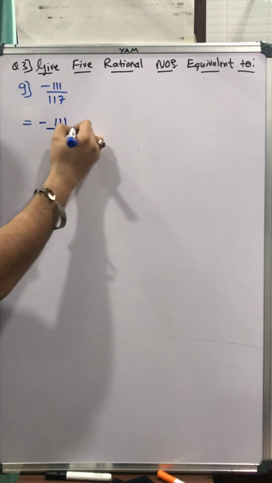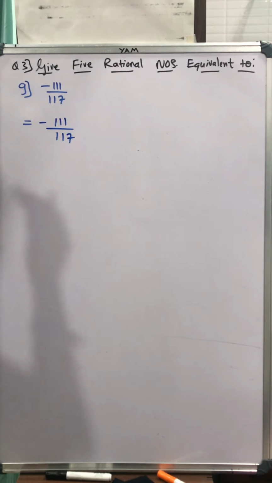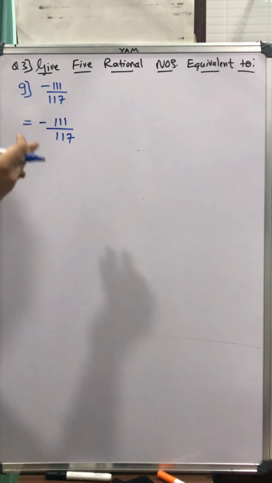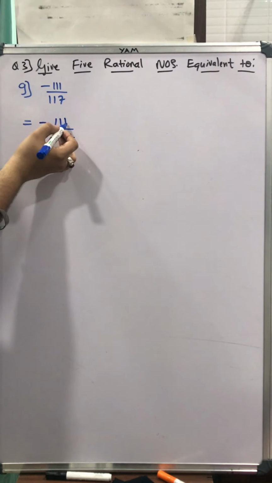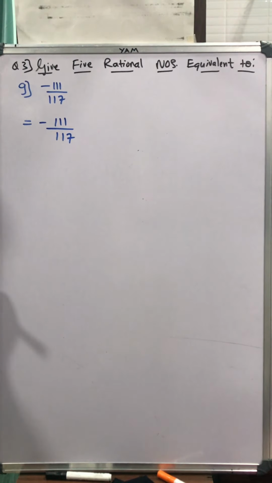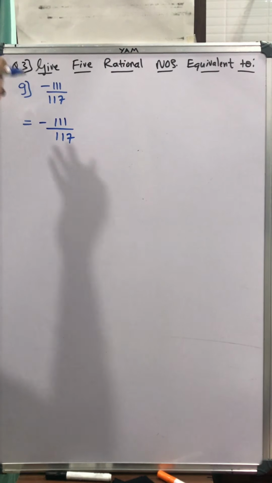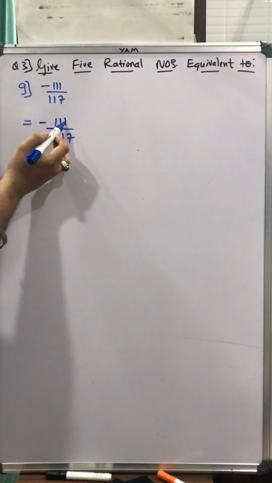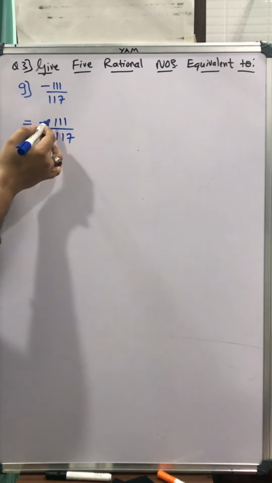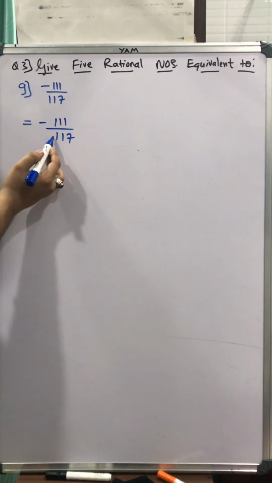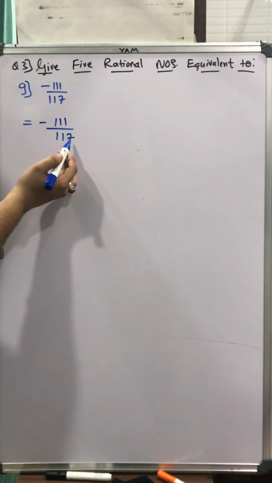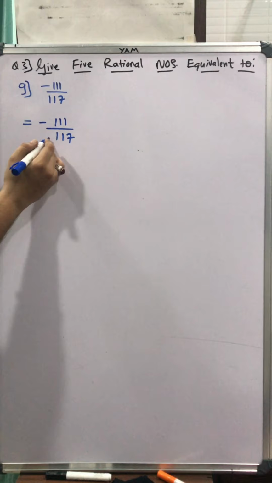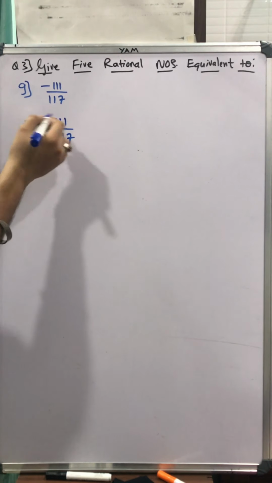Minus 111 upon 117. I can clearly see over here, students, that both numerator and denominator do not go in the 2 times table, because 1 is an odd number, 7 is also an odd number. So let's check with our method whether they go in the 3 times table or not. 1 plus 1 is 2, 2 plus 1 is 3, and 3 goes in the 3 times table. That means 111 will go in the 3 times table. Similarly, 1 plus 1 is 2, 2 plus 7 is 9, and 9 goes in the 3 times table. So 117 will definitely go in the 3 times table. So now let's start.